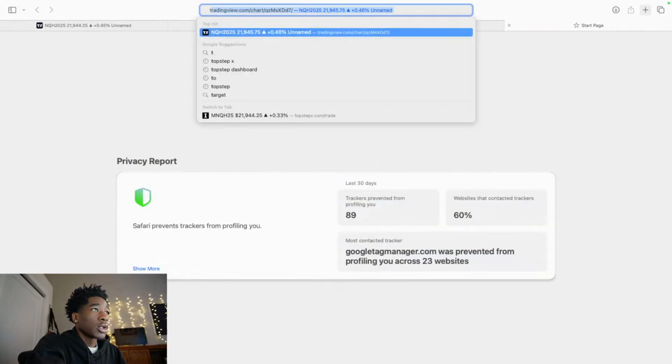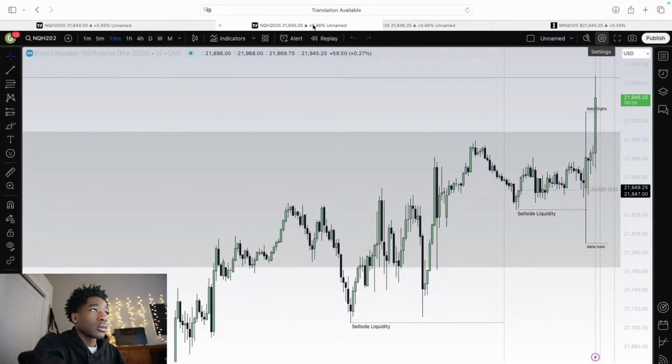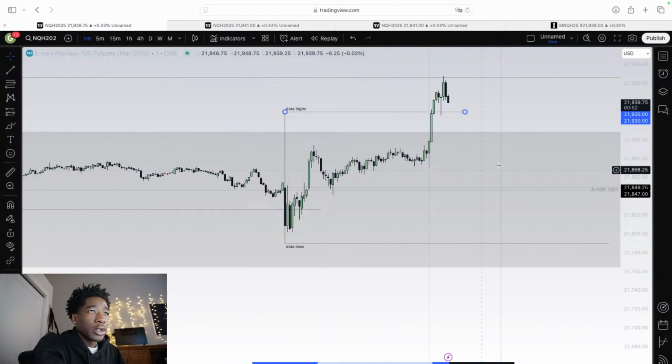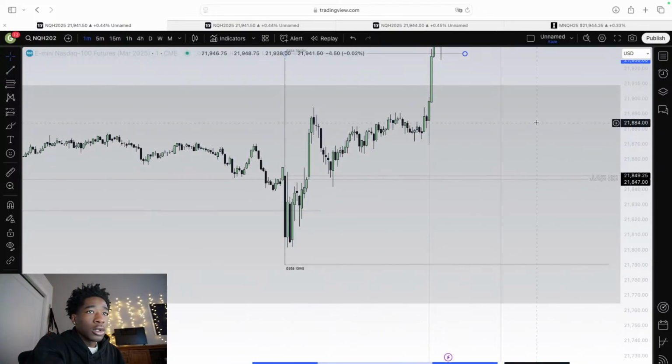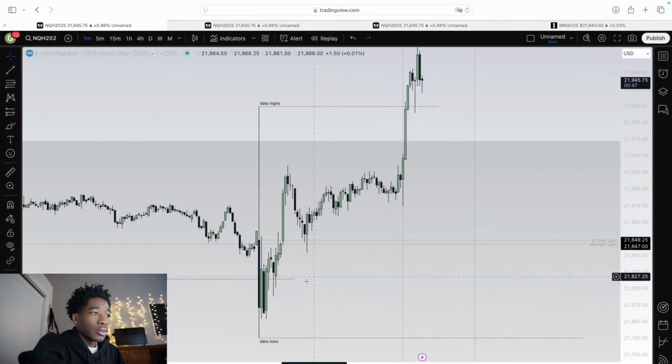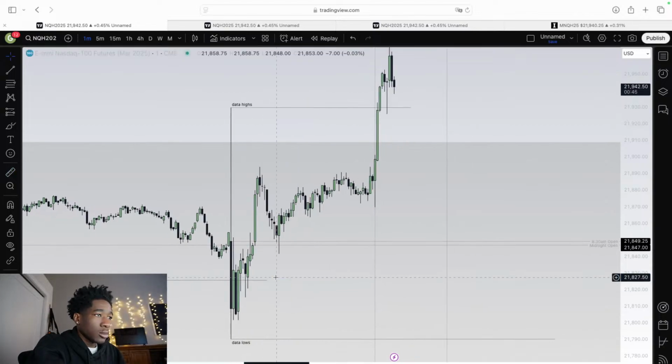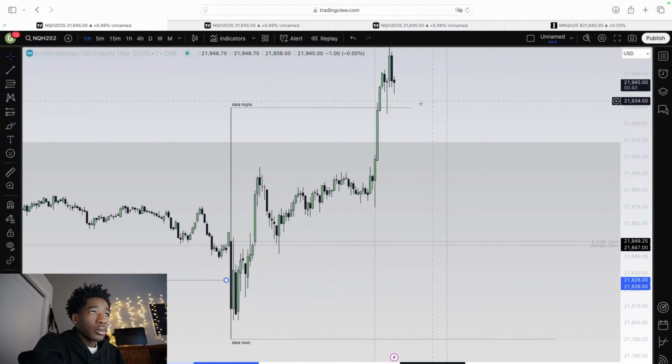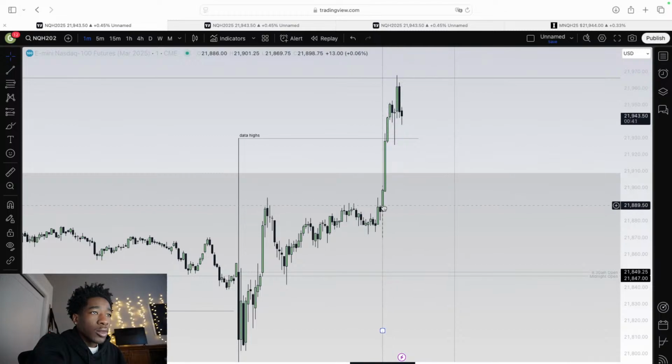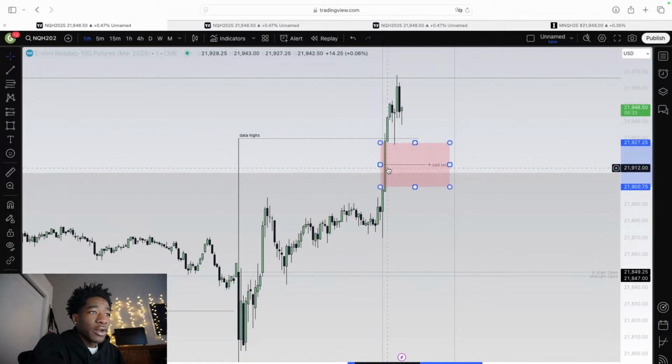Do one more chart. 15 minute, and I'll make this the 1 minute chart. So 9:30. Then we got this huge first presentation fair value gap there. 9:30, 9:31.